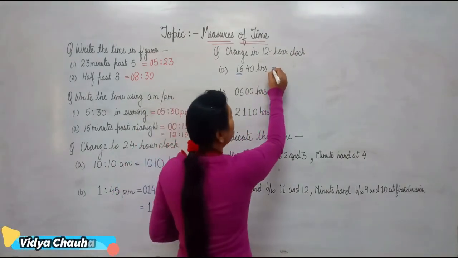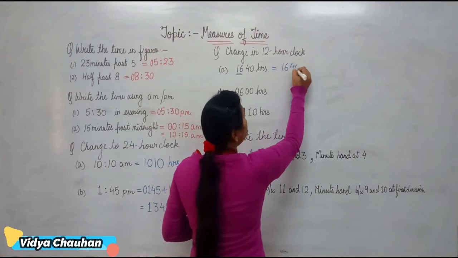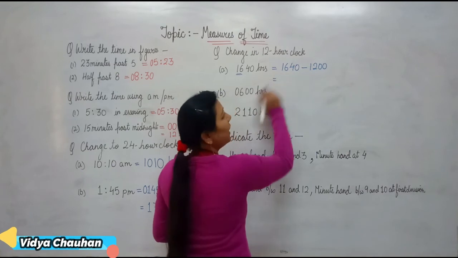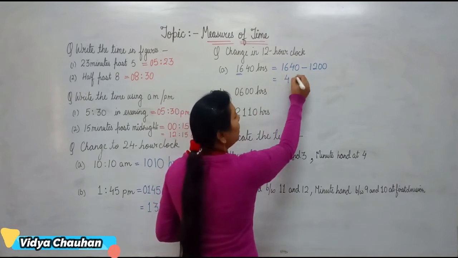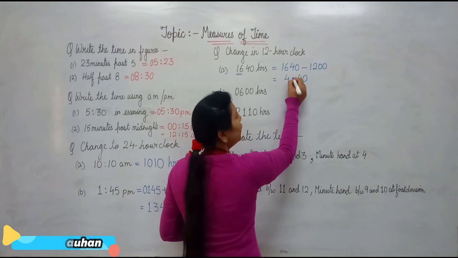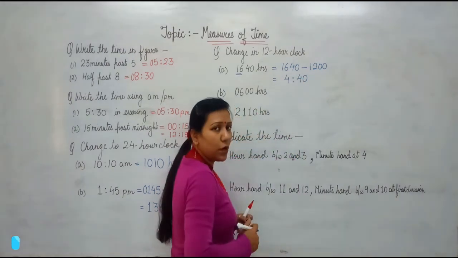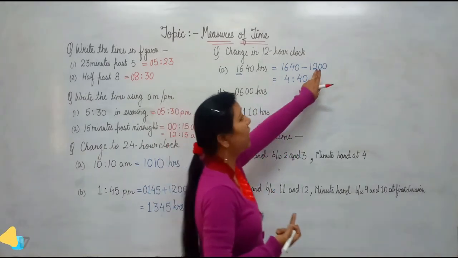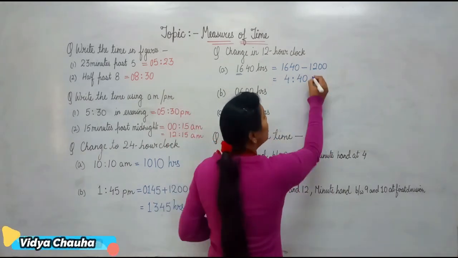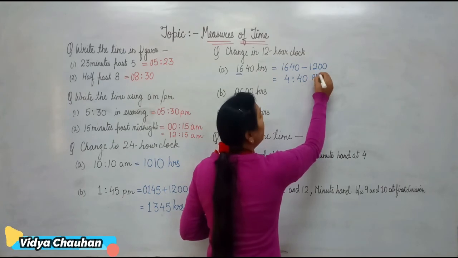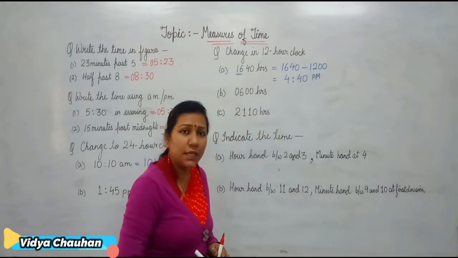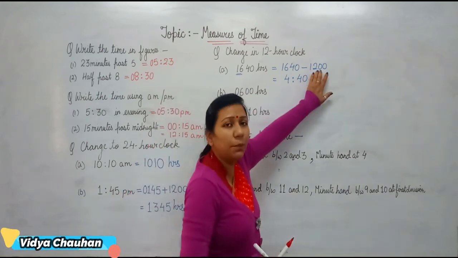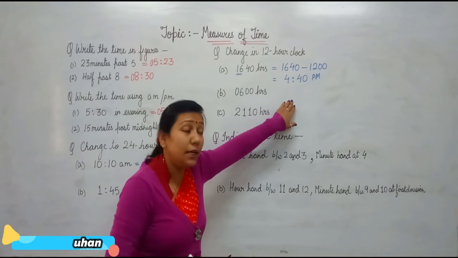Here you can see the hour hand is greater than 12. So what will you do? We will do 1640 minus 1200. Subtracting the value here, you will get 440. Now put the two dots here, so it becomes 4:40, and just because you have subtracted 1200, it will become PM. So it is 4:40 PM. Okay, students? If we have not subtracted 1200, then we will write AM.